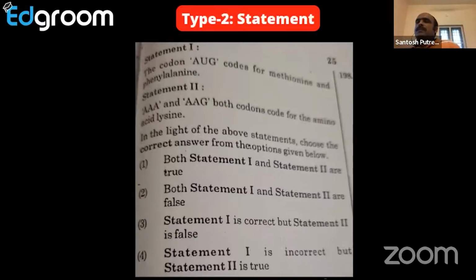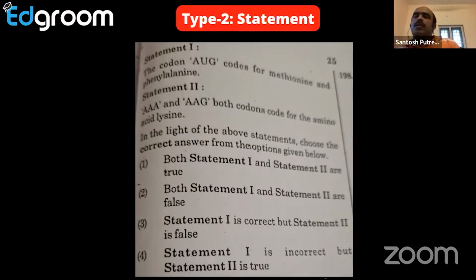This is the statement type of question. This is a question from the 2021 paper, which is direct from the NCERT book. You can see that here statement 1 and statement 2 will be direct from the textbook, and you will have to answer which statement is correct and which statement is false. These statement type questions need to be analyzed in such a way that they are read until the last part, because in the last part of the statement they can place a twist.